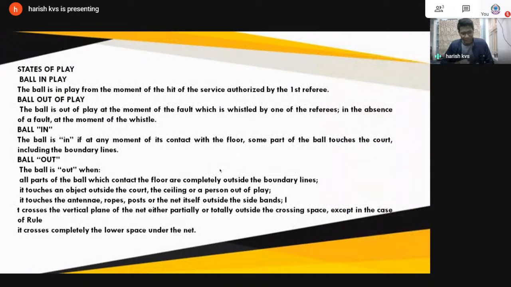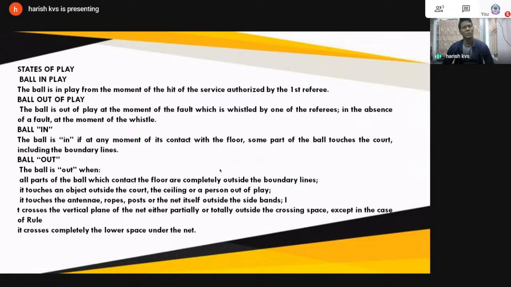So let us see, there are different kinds of states of play. One is ball in play, the other is ball out of play, ball in, ball out. So let us see what ball in play is. The ball is in play from the moment of the hit of the service authorized by the first referee. See, if a player from one of the teams is about to do the service, the moment he is doing the service and the ball is entering over the net towards the opponent's court, and the game has started to have a rally, then the ball is said to be in play.